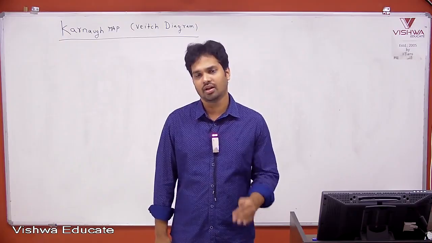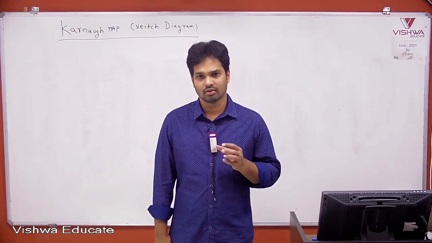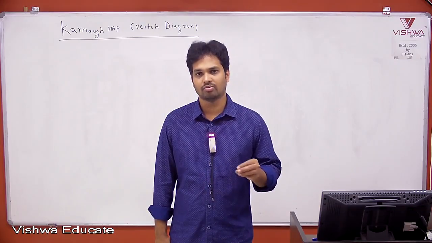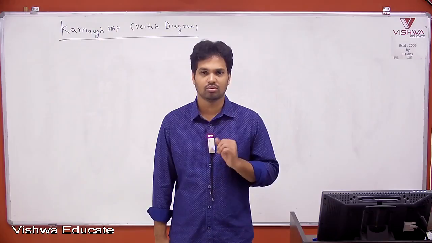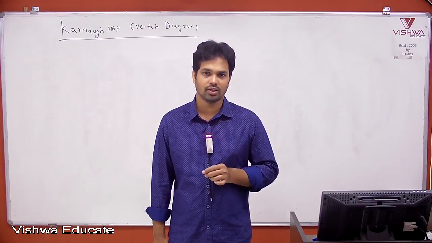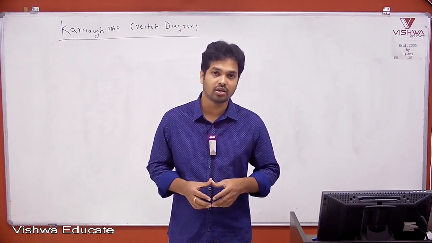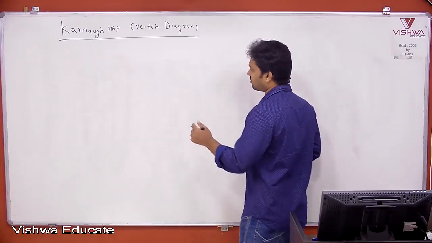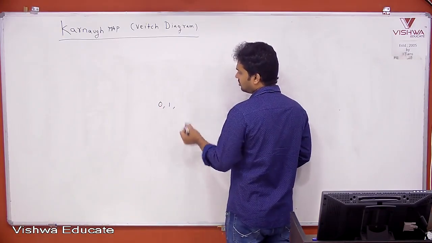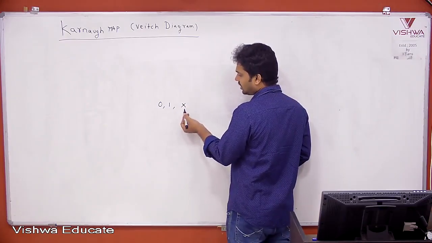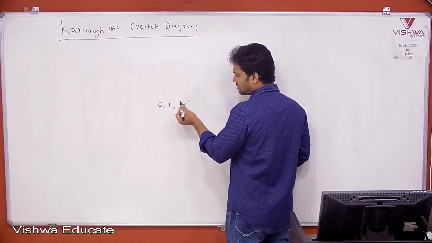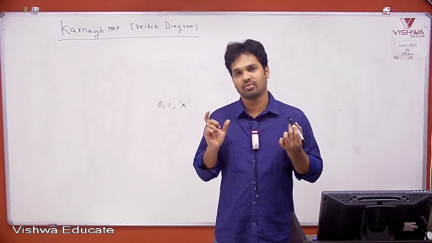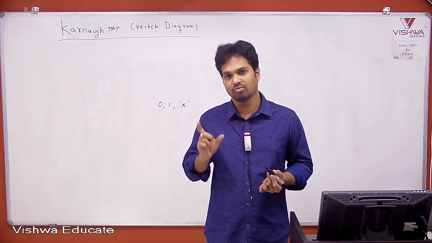K-map is used for minimization when we have more number of variables, and the variable can be either 0, 1 or don't care. What is don't care? I will explain. In Boolean algebra, your variable can be only either 0 or 1. Here the new condition is don't care. We represent it with X. Don't care means it can be 0 or 1. What is the condition for don't care? We will discuss that. Just for continuity, write down: K-map is used for minimization when we have more number of variables and the variable can be either 0, 1 or don't care.